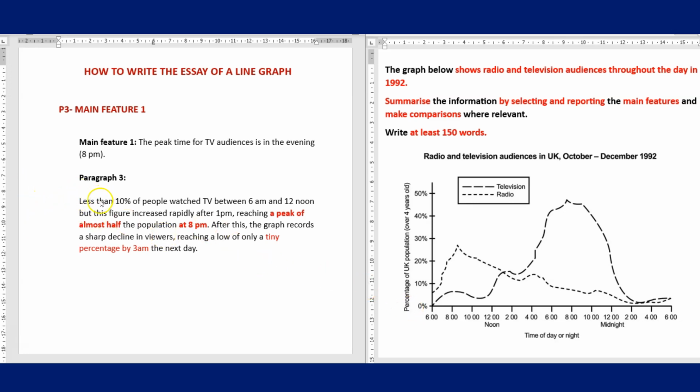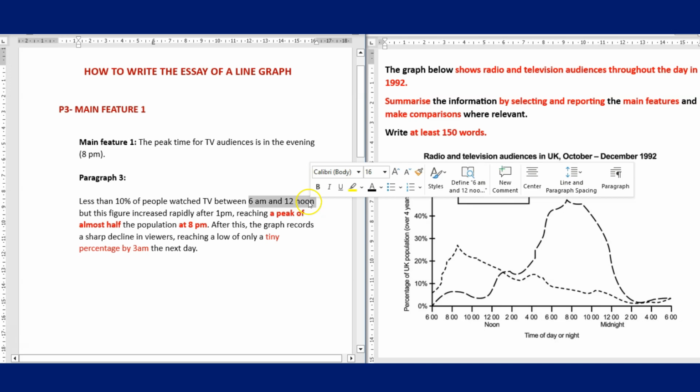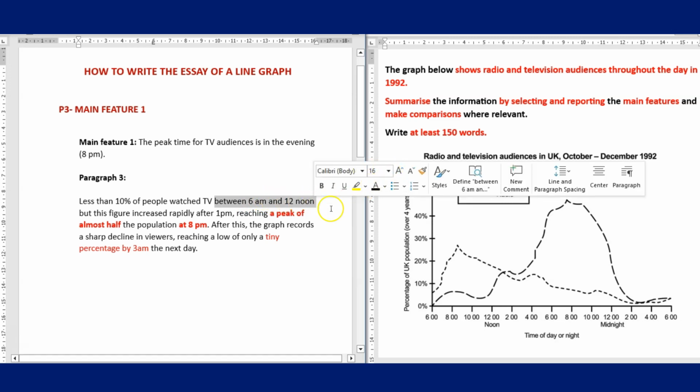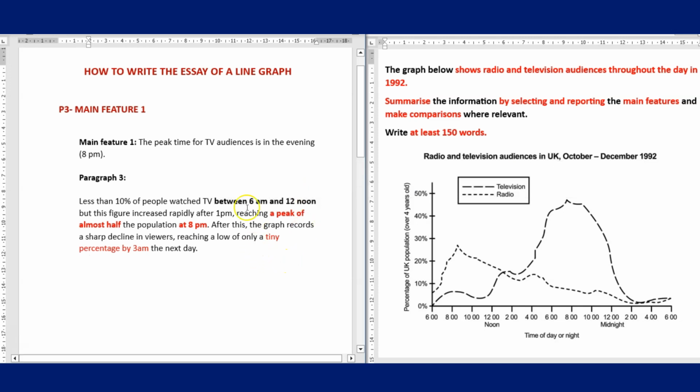Now, less than 10% of people watch television between 6 a.m. and 12 noon. So we are now proving to the audience that a lot of people actually watch the television in the evening. So we are just starting from our description.